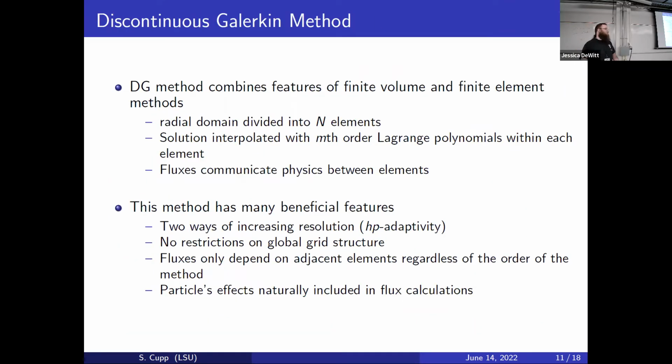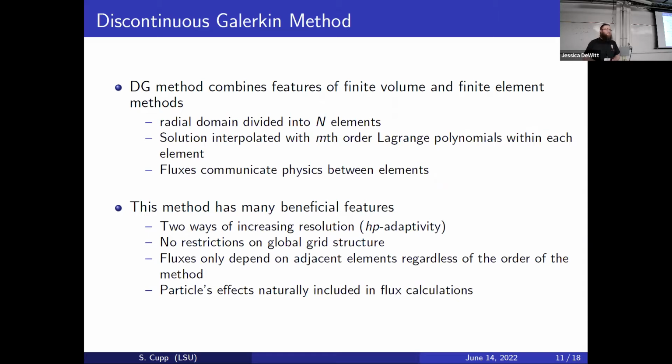And then this discontinuous Galerkin method has been mentioned before today, I believe, but we also use the DG method, and it combines features of finite volume and finite element. It's a finite element approach that takes some hints from finite volume to do some clever things, basically. So the radial domain is divided into n elements, and then the solution within each element is interpolated with nth order Lagrange polynomials, and then fluxes communicate the physics between elements.